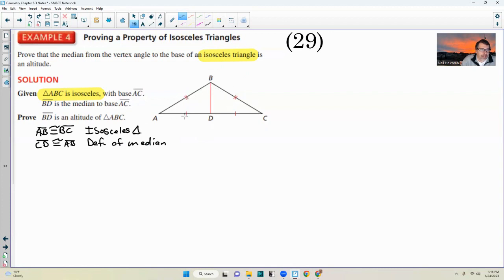So now I have a side and a side. This is a side, this is a side, this is a side, this is a side. Do I have a third side? What am I trying to prove? And so there it is: BD is congruent to itself, by the reflexive property.